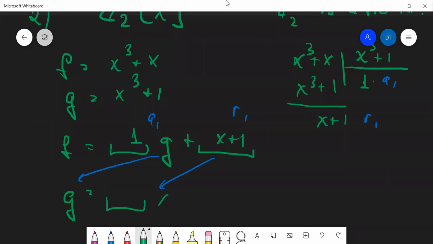Let me write R1. But don't we have a mistake? So R1 must be x minus 1. But there is no difference between minus 1 and plus 1 because we're in Z2. So Z2 consists of two elements, 0 and 1. And minus 1 equals 1 in this field. Because 1 plus 1 equals 0, so 1 is also a minus 1. So there is no difference between addition and subtraction.